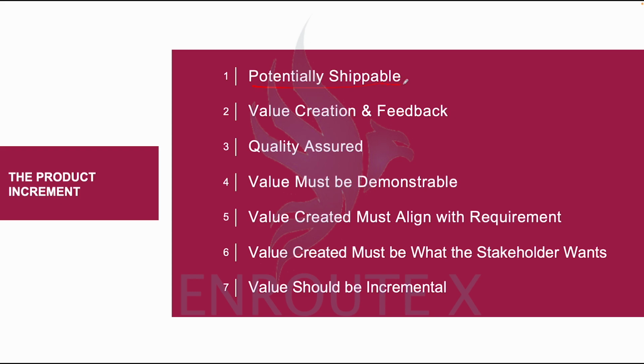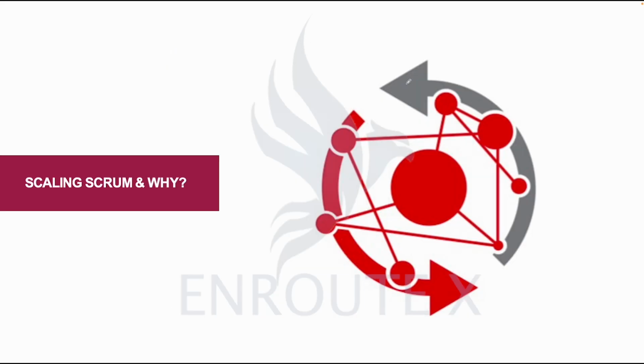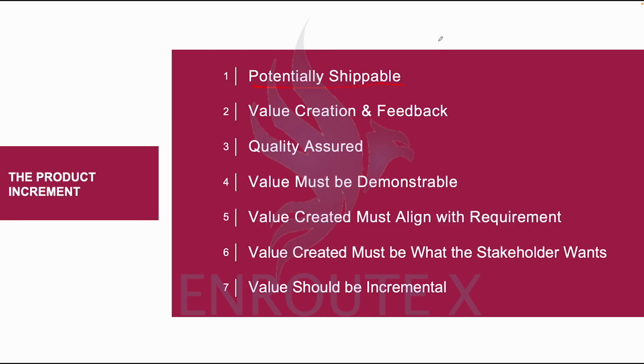So let's look at what the product increment is all about. Firstly, it's about the potentially shippable piece of that product. In a nutshell, product increment talks about value. Value must be delivered. When it's not value, then it is not a product increment. So a product increment is not just that after the end of the sprint, we have been able to do this. What you've been able to do must be valuable, must be quantifiable, right?